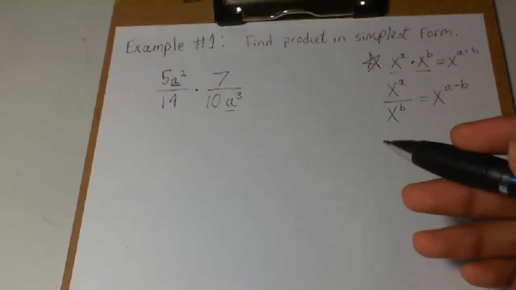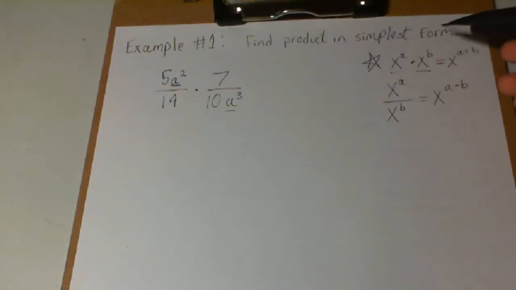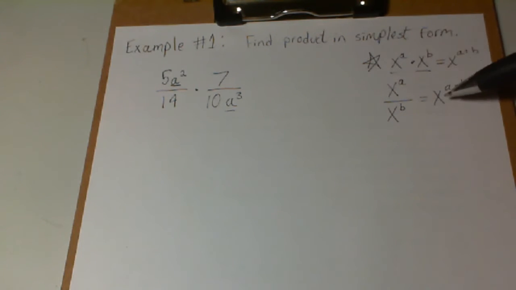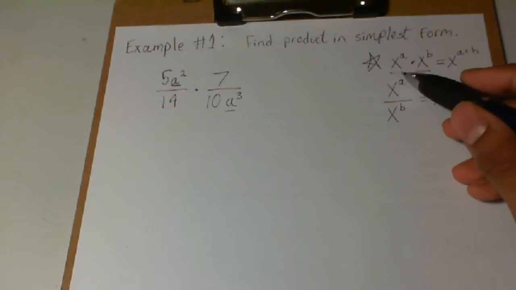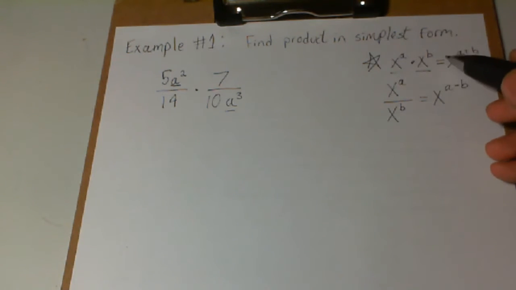Before we get right onto the problem, I want you to know these exponent rules really well, because we're going to use a lot of this when multiplying and dividing rational expressions. For the first rule, x to the a times x to the b is the same thing as x to the a plus b. So if you have x squared times x cubed, that's the same thing as x to the fifth power.